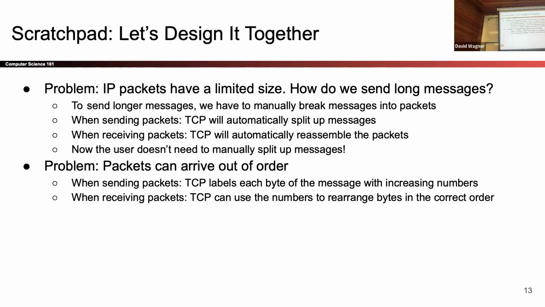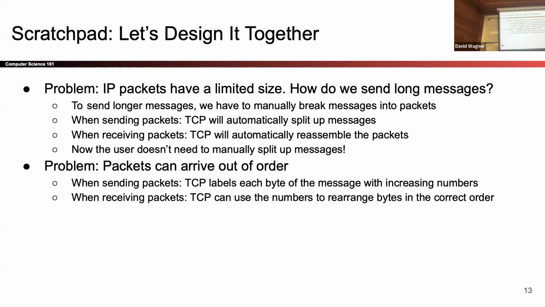Because I received 3, 1, and 2. It seems like I should send 1 of 3, 2 of 3, 3 of 3. Got to wait for all 3 to arrive before they can be delivered to whatever the receiving application is. Yeah. TCP actually has a little tweak for that. TCP doesn't mark 1 of 3, 2 of 3, 3 of 3.